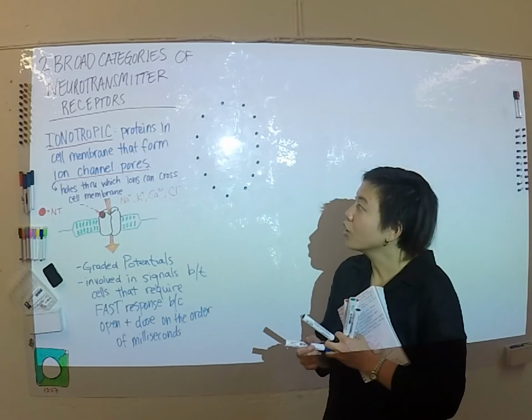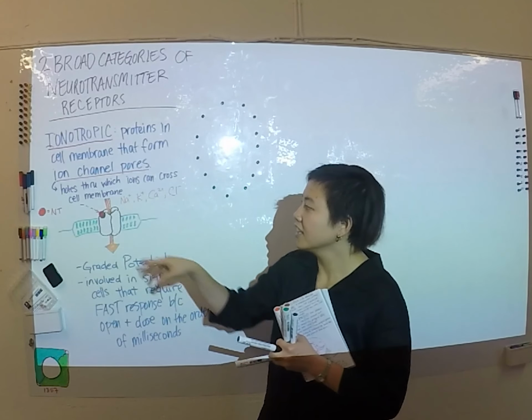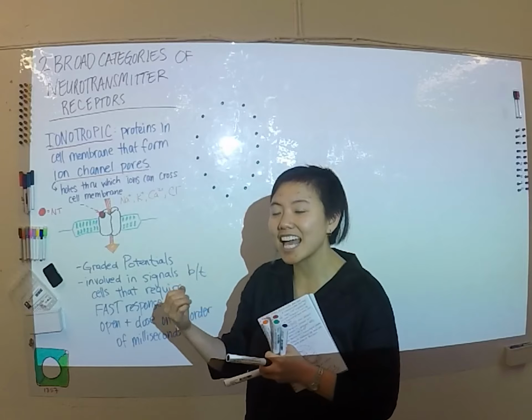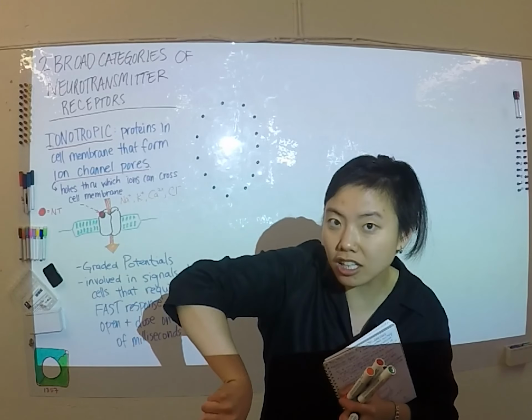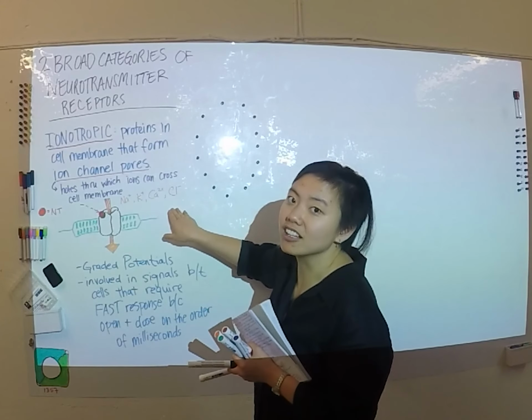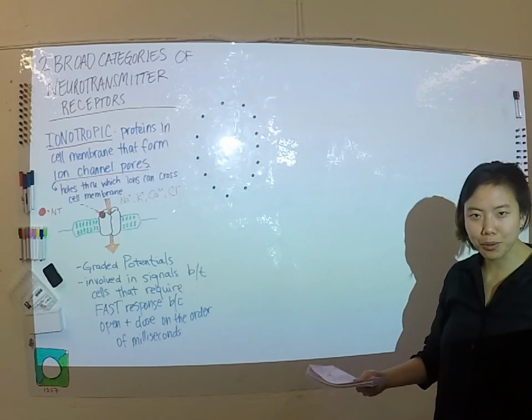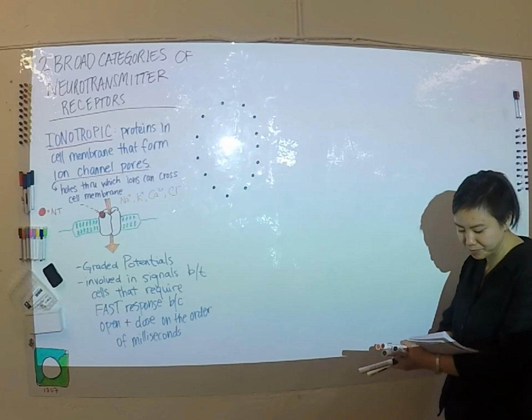So, ionotropic receptors are very fast. They open and shut very quickly. The neurotransmitter acts as a key to unlock the tunnel, and through the tunnel flow ions, okay? So what about our second broad category of neurotransmitter receptor?